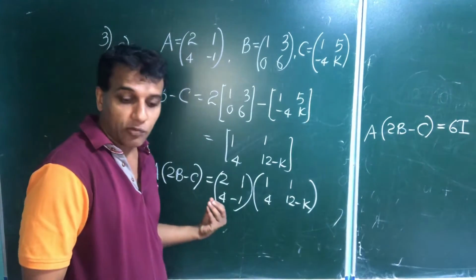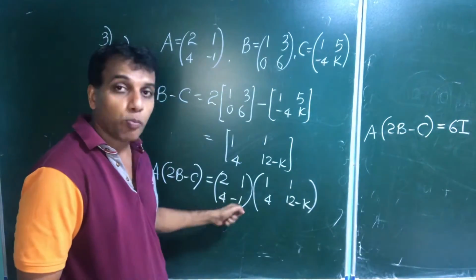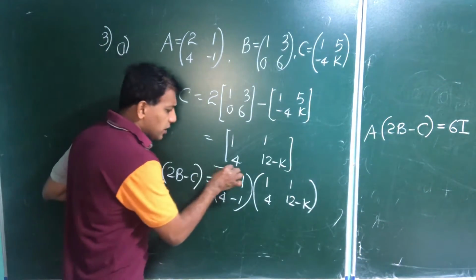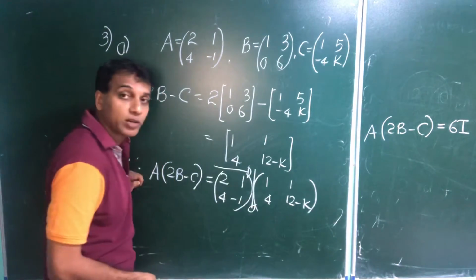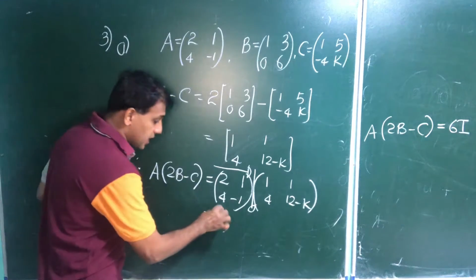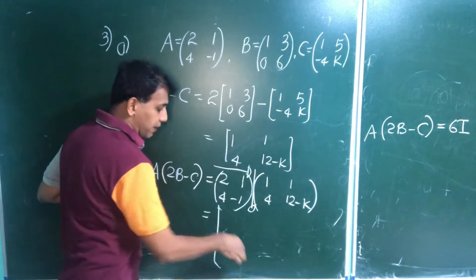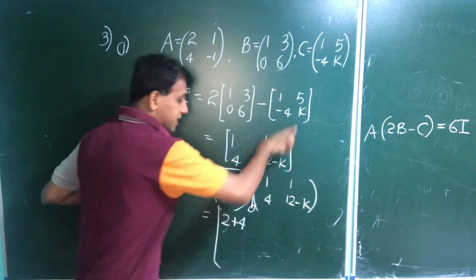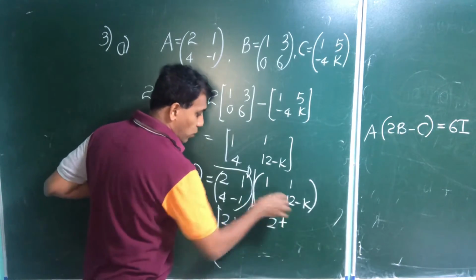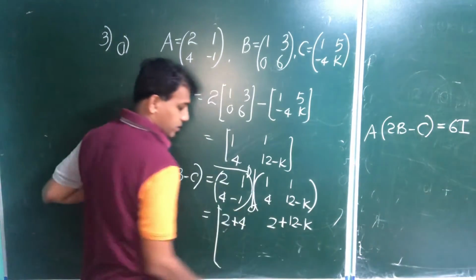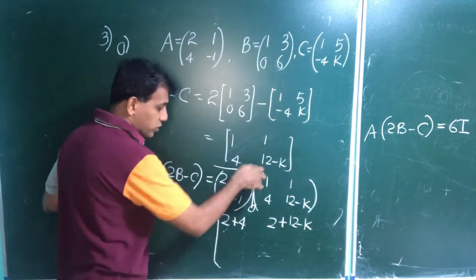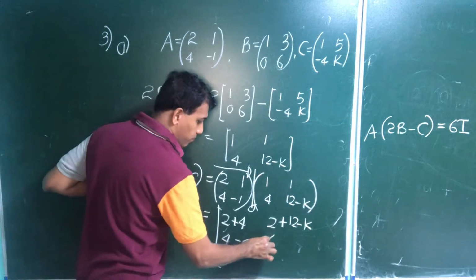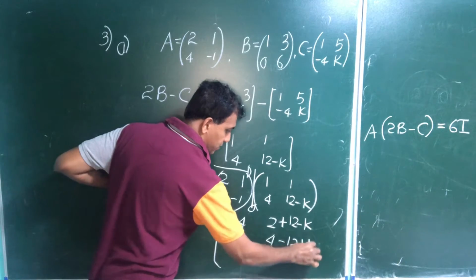So now the important part, the matrix multiplication. This is 2 by 2, and this is also 2 by 2, so the product can be found. How is the matrix multiplication method? Here row-wise and column-wise, multiply and add. Rows and columns: 1 times 2, 2, plus 1 times 4, 4, right? First element. Next, 2 times 1, 2, plus 1 times 12 minus K. And here rows and columns, 4 times 1, 4, minus 4, right? Next, this into that, 4 minus 12 plus K, okay?